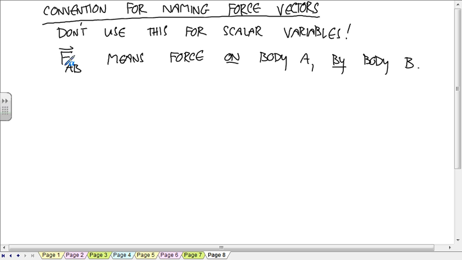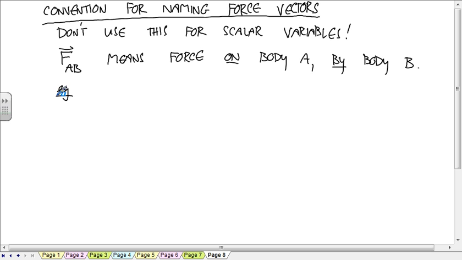So the force on A by B, if you're talking about the force on B by A, it would be F sub BA. And those subscripts usually represent something that has to do with the object. So if you're talking about the force on a car by the street, you might name it FCS. It's just something that represents those two objects to you.